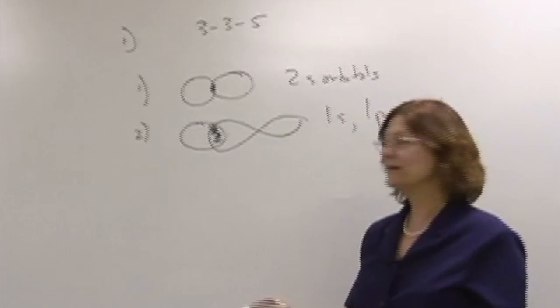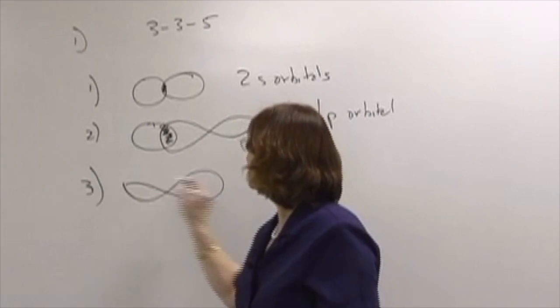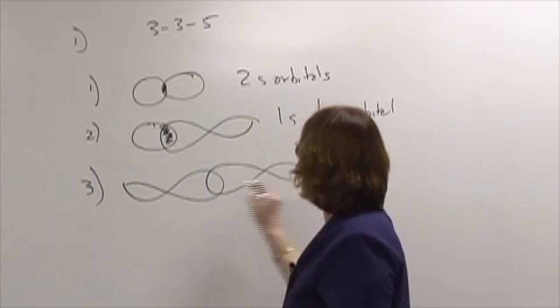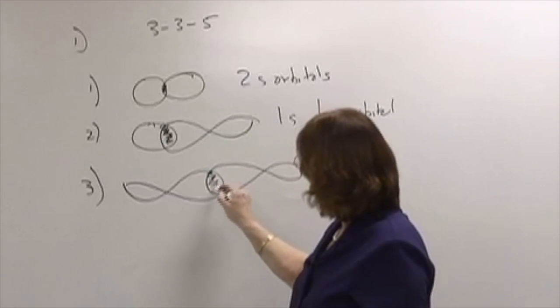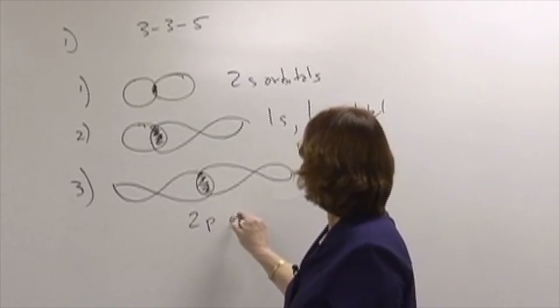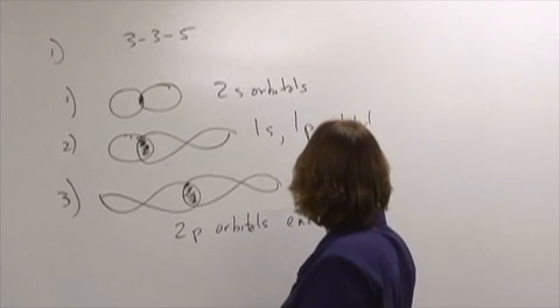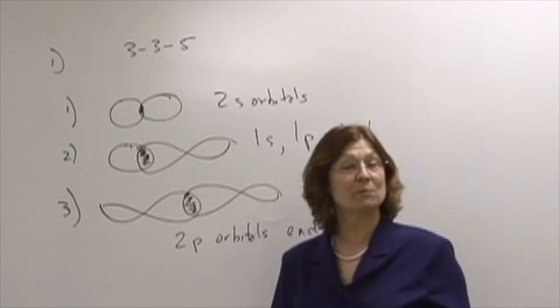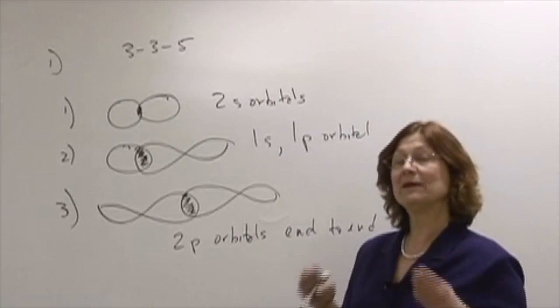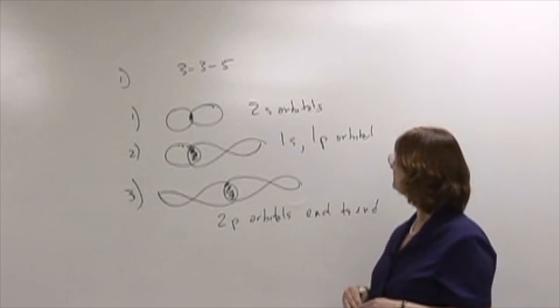And the third arrangement is very important: 2 p orbitals end to end. Where they overlap is where we get that sigma bond. 2 p orbitals end to end. Because if they were parallel, then they would be a pi bond. But when they're end to end, they are sigma bonds.